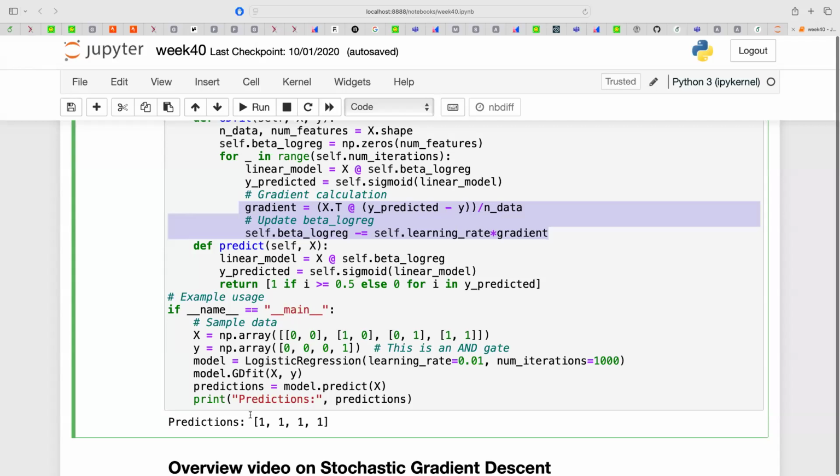So if you look at this case, the predictions we make, instead of having 0, 0, 1, we just get ones all the time. So this is something we are coming back to.